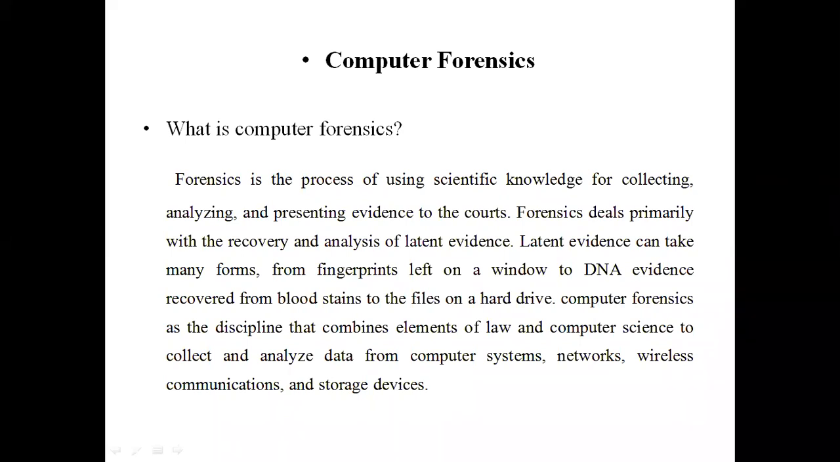take many forms, from a fingerprint left on a window, to DNA evidence recovered from the bloodstream, to a file on the hard drive. Computer forensics is the discipline that combines elements of law and computer science to collect and analyze data from computer systems, networks, wireless communication, and storage devices. So this is the central idea of what computer forensics is.